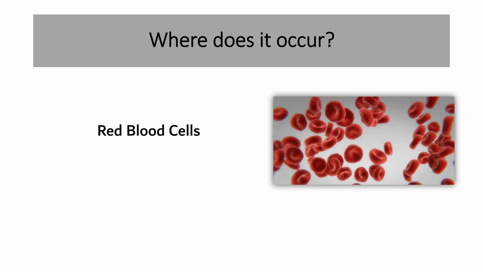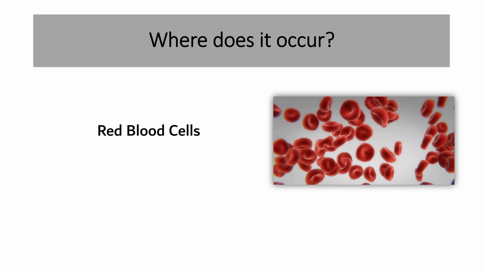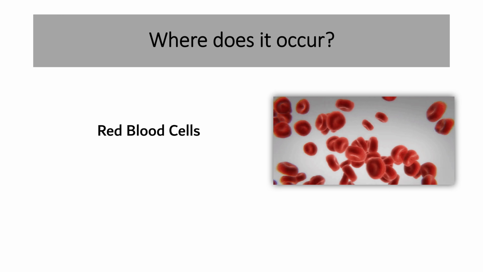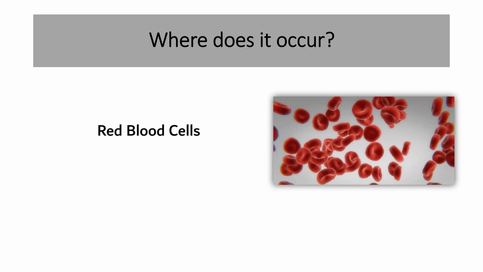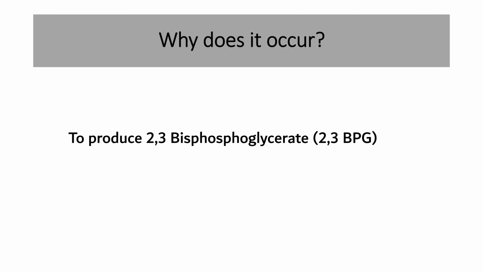So now where does this pathway occur? It occurs inside the red blood cells. So red blood cells are the major site where the Rapoport-Leubering shunt occurs. So now why does it occur?